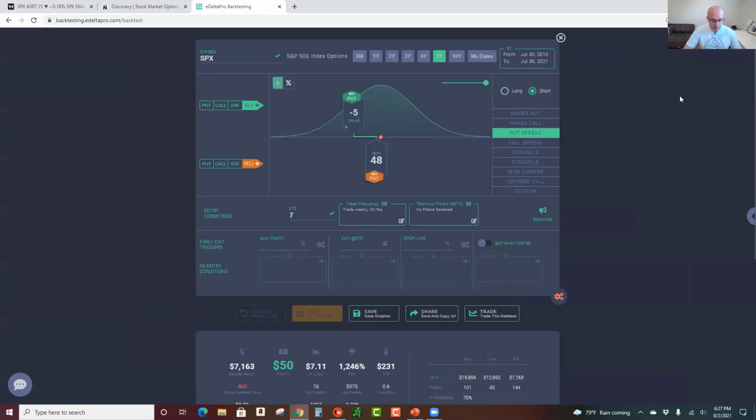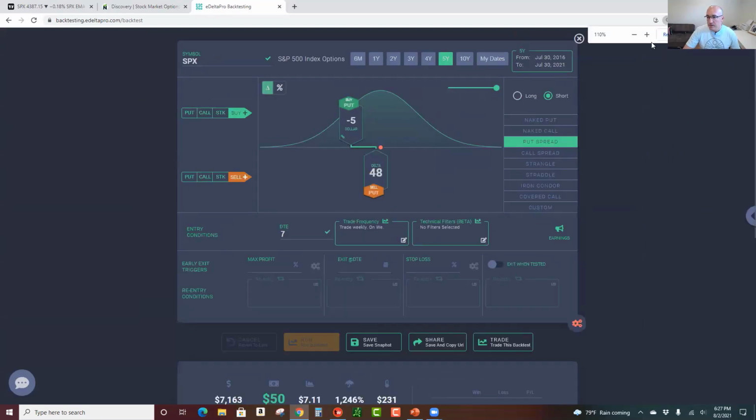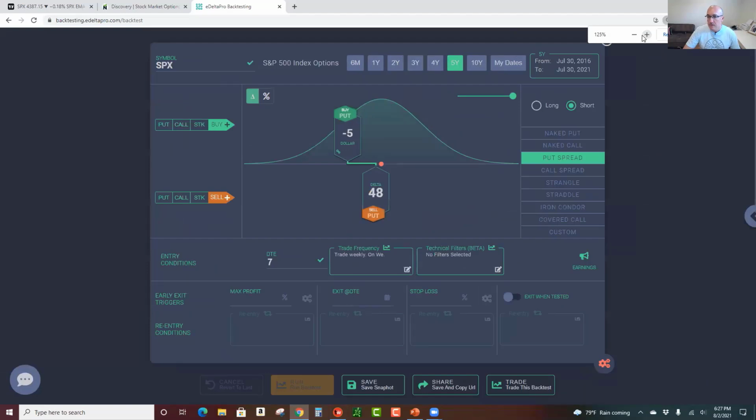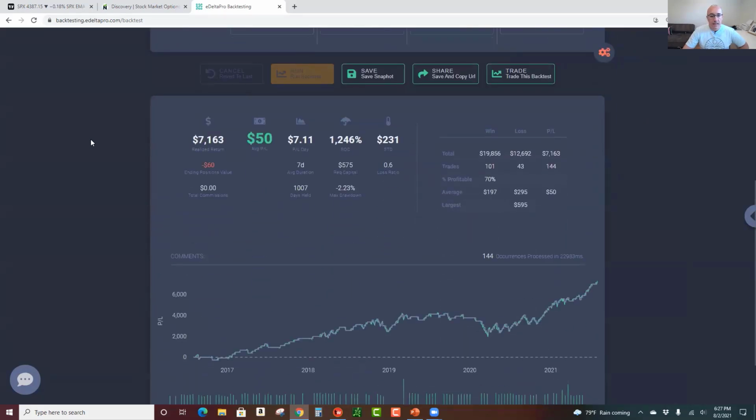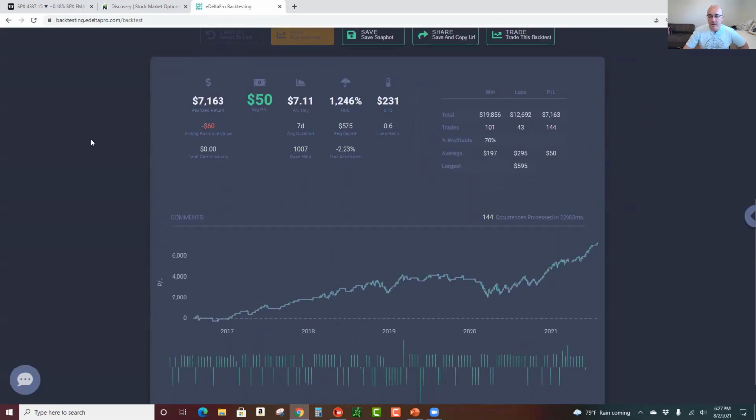And what I might be able to do here is, that might be too big. That might be a little better for you guys to see. So let's go down to the results. And I think it's important that we kind of factor in all these things. If this is something you decide you want to trade, there's a lot of things to look at.